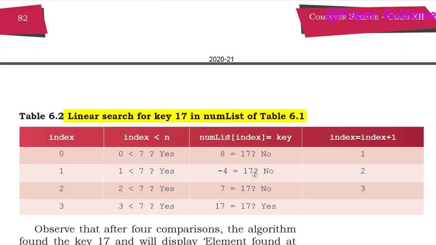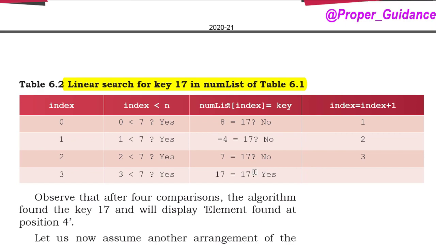So, is it equal to 17? Because we are searching for 17. 17 is the key element. The key value is 17. It is a constant value. And we will check whether the value is equal or not. Is 8 equal to 17? No. So index equals index plus 1.